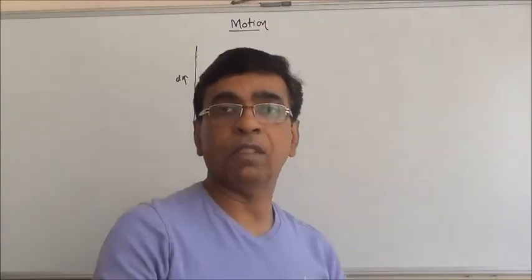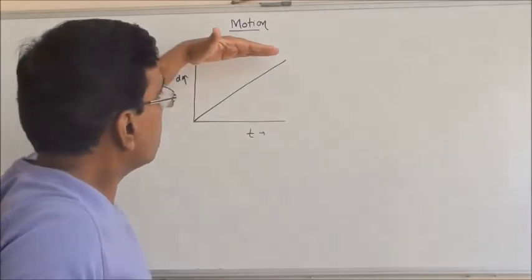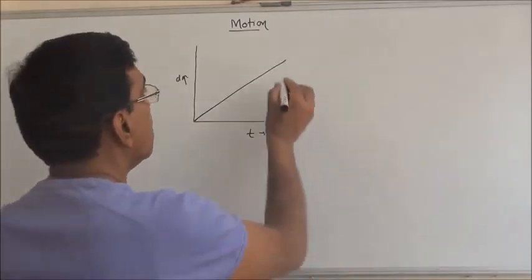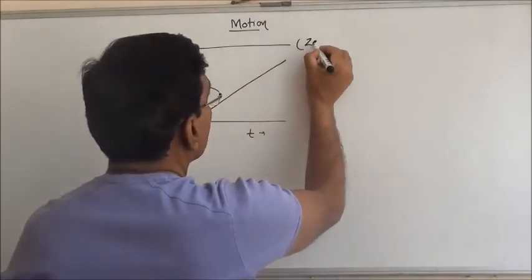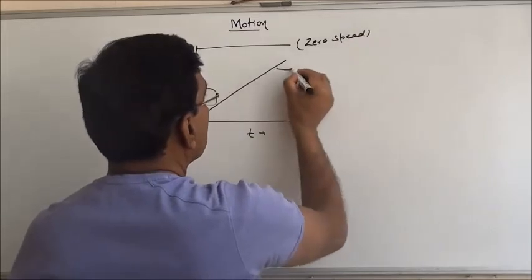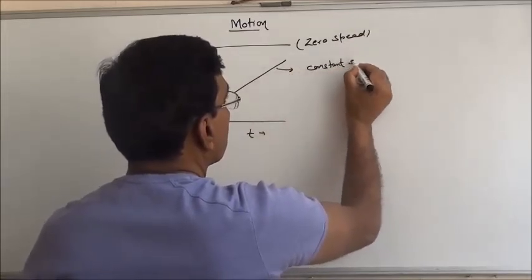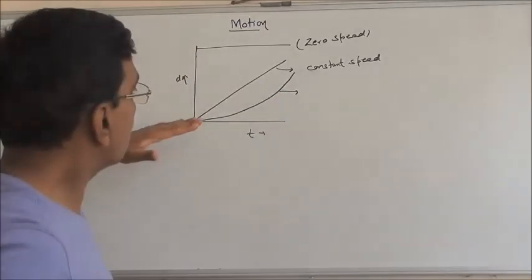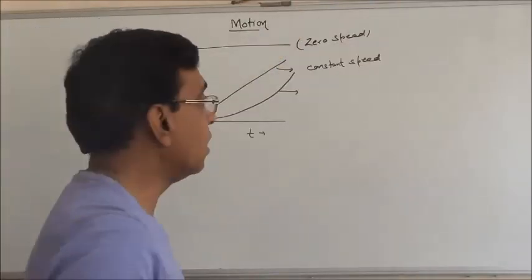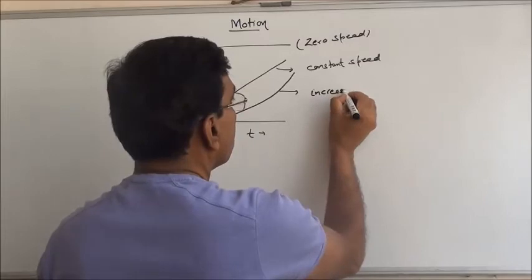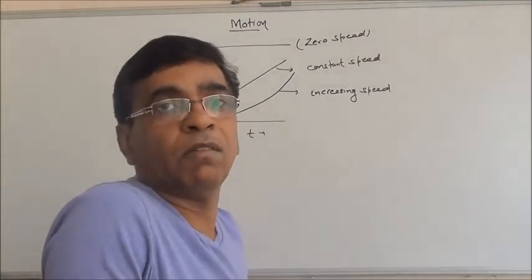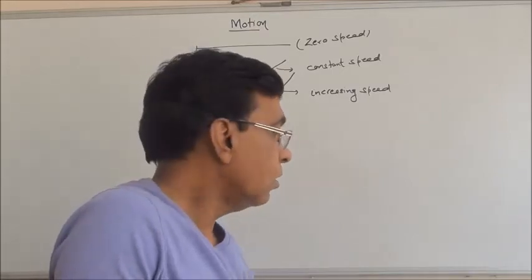Actually, if you observe this graph, the slope of the graph tells us about the speed. When the graph is like this, zero slope, zero speed. When the graph is like this, it is constant slope, so constant speed. Zero speed. This is constant speed. What about this? The slope is gradually increasing. So it is increasing speed. So using a distance time graph, we can find out the speed of the body.